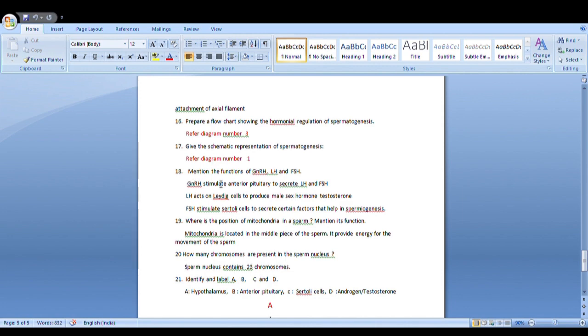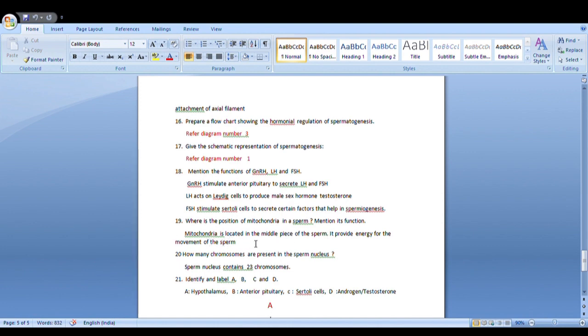Next question. Mention the functions of GnRH, LH and FSH. GnRH stimulates anterior pituitary to secrete LH and FSH. LH acts on Leydig cells to produce male sex hormone testosterone or androgen. FSH, or follicle stimulating hormone, stimulates Sertoli cells to secrete certain factors that help in spermiogenesis. Where is the position of mitochondria in a sperm? Mention its function.